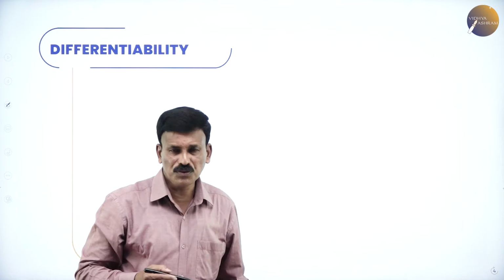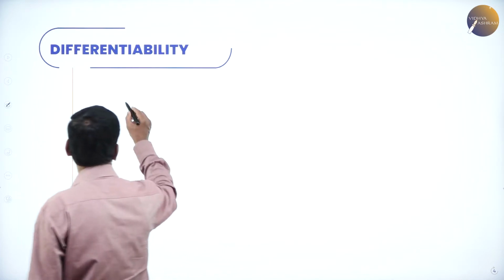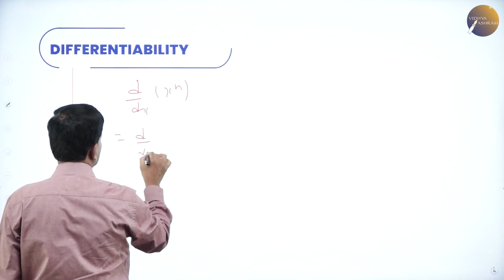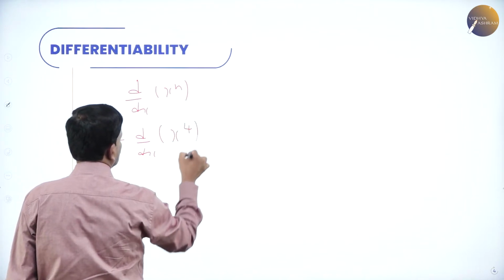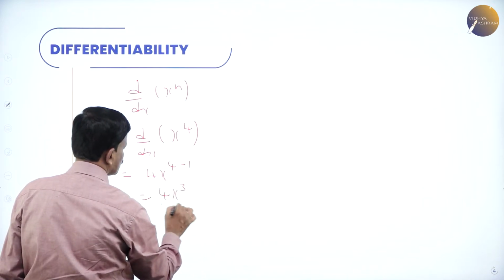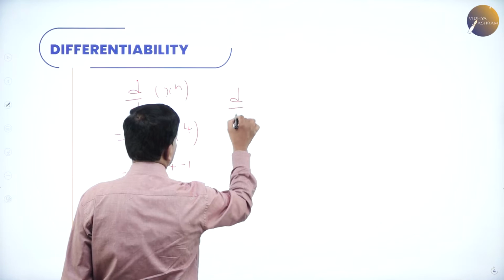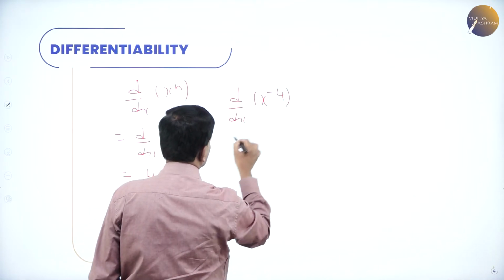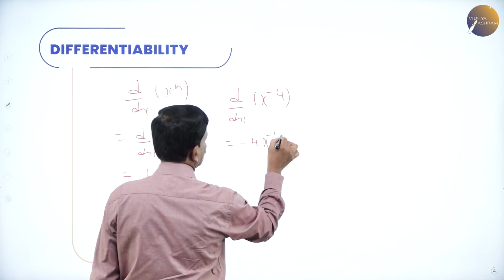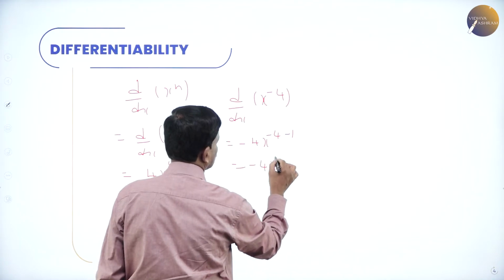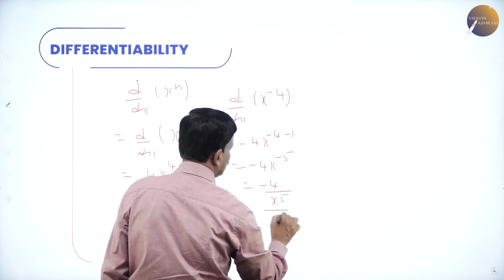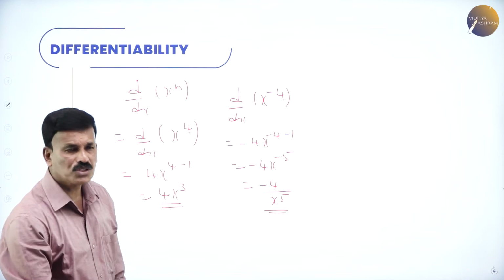Now let us come to a few simple problems based on the first formula, d by dx of x to the power of n. Let me take d by dx of x to the power of 4. What is n here? n is equal to 4, so 4x to the power of 4 minus 1. This is 4x cube. On the other hand, if I take d by dx of x raised to minus 4, then n is equal to minus 4, so minus 4 x to the power of minus 4 minus 1. This is minus 4 x raised to minus 5. Minus 4 as it is, bring x to the power of minus 5 to the denominator. Then this becomes minus 4 divided by x to the power of 5.